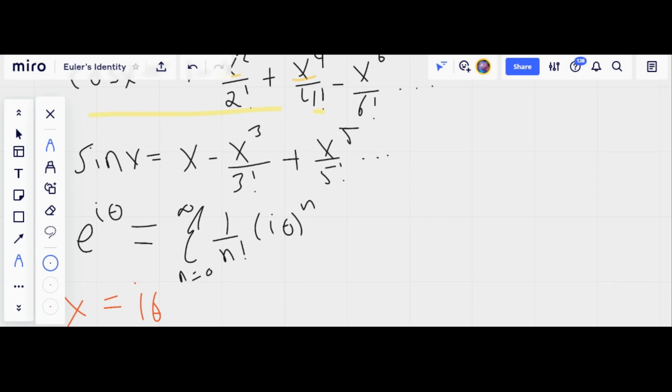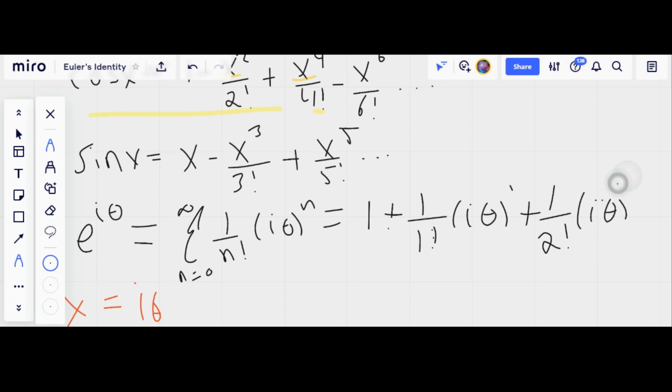Well, this is going to be equal to, let's let n equal 0. So we're going to have 1, right? Because anything raised to the 0th power is 1. Okay, and now we're going to raise it to the first power. So we're going to have plus 1 over 1 factorial times i theta raised to the 1. Okay, and now we're going to add again 1 over 2 factorial times i theta squared.